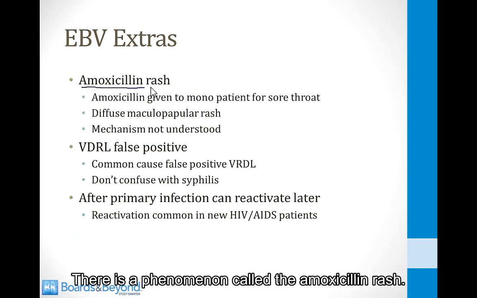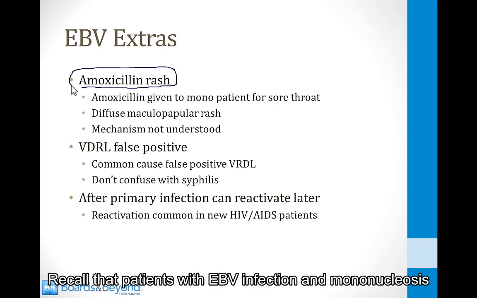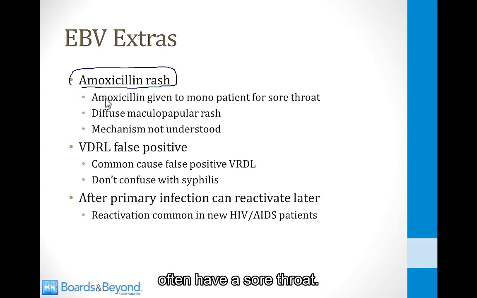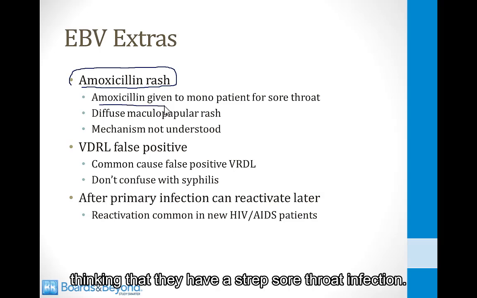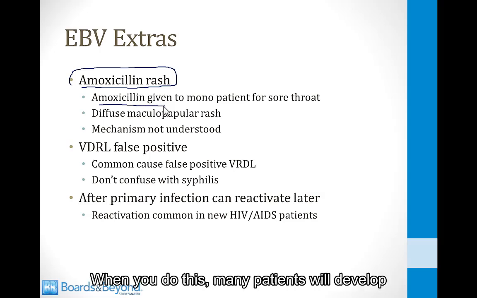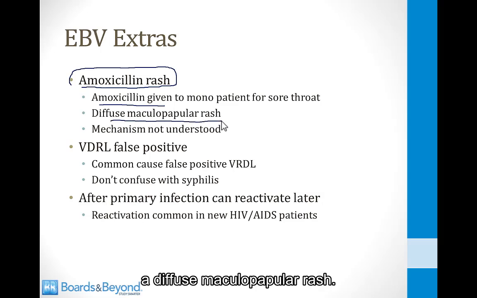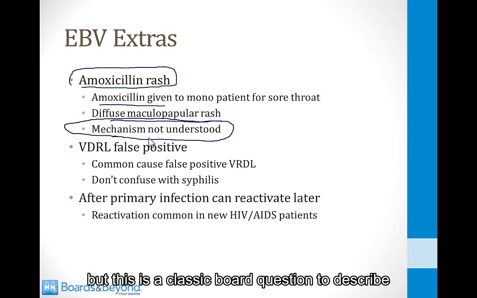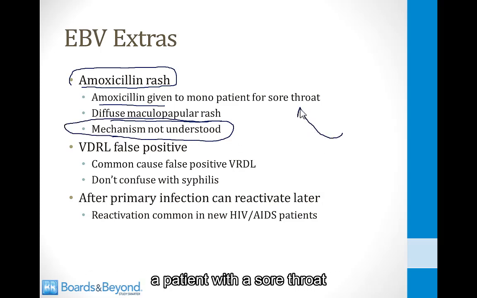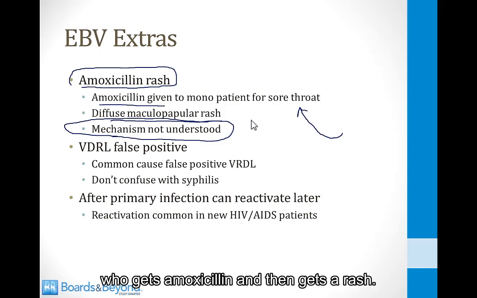There is a phenomenon called the amoxicillin rash. Recall that patients with EBV infection and mononucleosis often have a sore throat. Sometimes they are administered amoxicillin thinking that they have a strep sore throat infection. When you do this, many patients will develop a diffuse maculopapular rash. The mechanism of this is not well understood, but this is a classic board question to describe a patient with a sore throat who gets amoxicillin and then gets a rash. What they actually have is an EBV infection and mononucleosis.